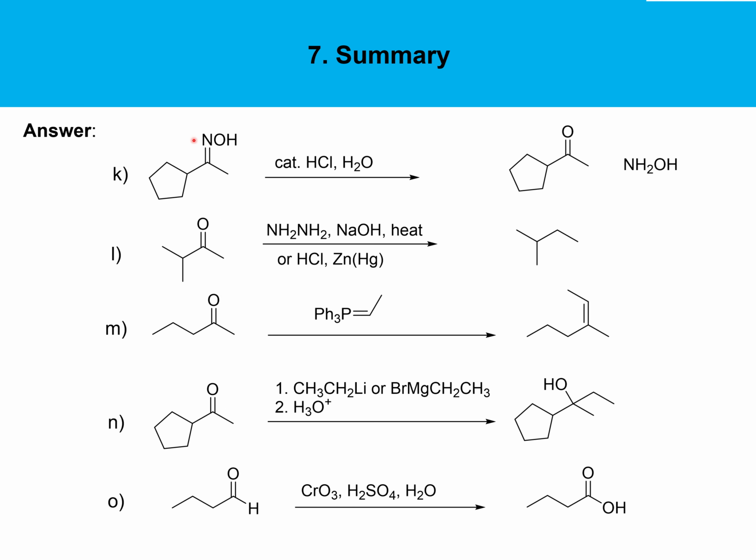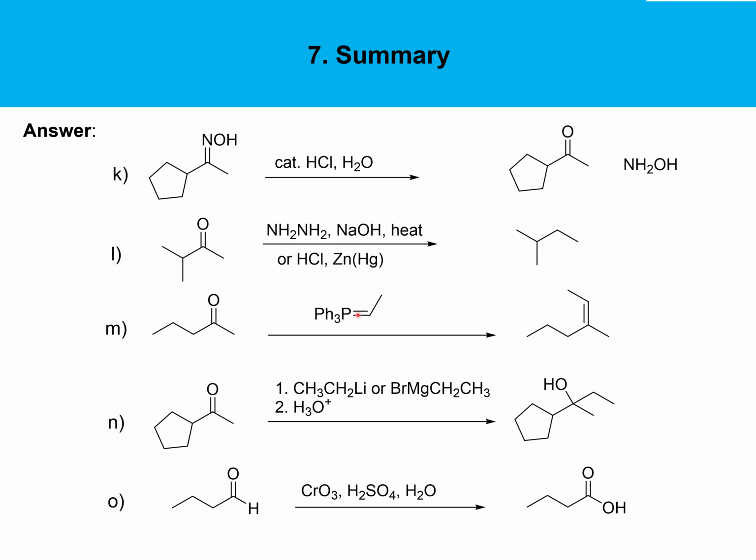If we start off with an oxime and we add HCl and water, we're going to reverse a reaction that led us to this oxime. So in this example, water would replace this imine derivative with a carbonyl, and we'll have hydroxylamine as a byproduct. In the next reaction, we're going to do either a Wolff-Kishner or a Clemmensen reduction to completely remove this carbonyl and obtain an alkane.